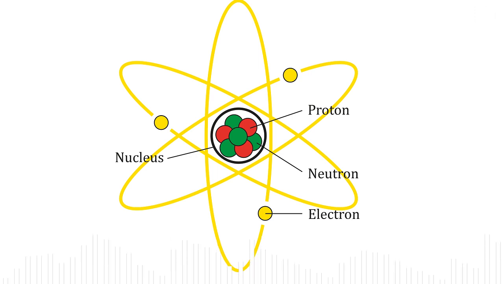This is due to the fact that since an atom is electrically neutral, the number of protons in it is equal to the number of electrons. Moreover, their charges are equal in magnitude and opposite in sign. The proton has a positive charge, the electron is negative.